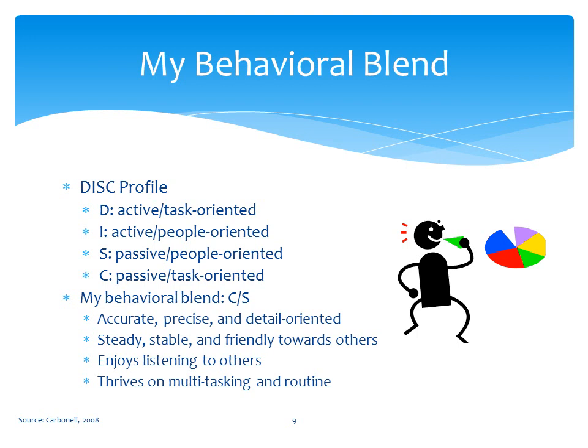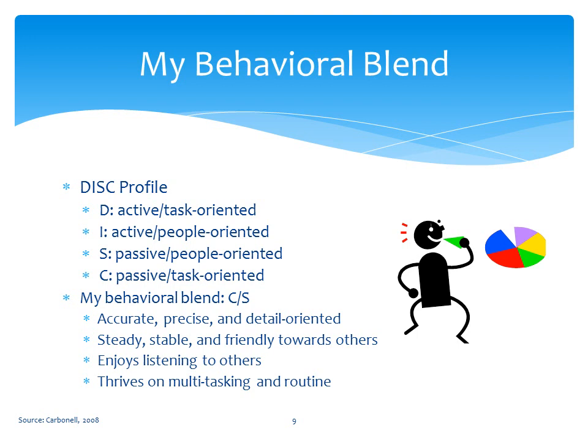In order to determine my own behavioral blend, I took an online assessment from Uniquely You during the first week of this course. This assessment, called the DISC Profile, is broken down into 4 quadrants. D is for active and task-oriented, I is for active and people-oriented, S is for passive and people-oriented, and C is for passive and task-oriented. Upon completion of this assessment, it was revealed to me that I possess a CS blend.